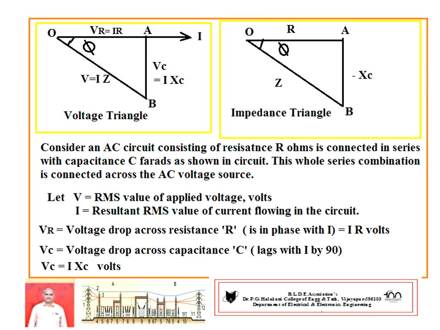O to A is the resistive drop, it is due to the resistance effect. A to B is the capacitive reactance drop, it is due to Xc, it is on the negative y-axis, so the value is taken as minus. The vector sum of these two will give impedance Z. Z is the vector sum of R and minus Xc.